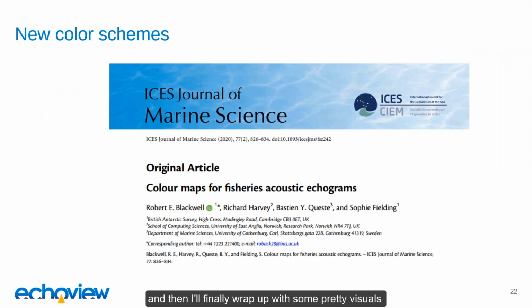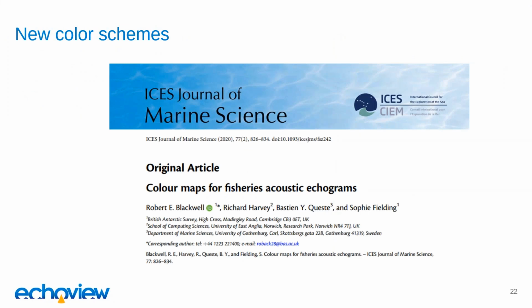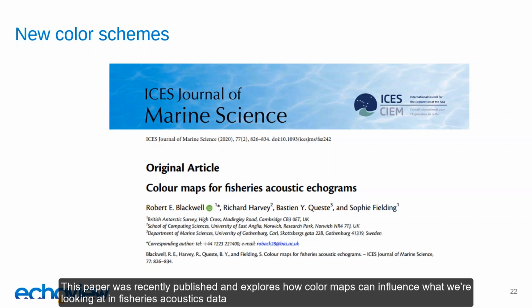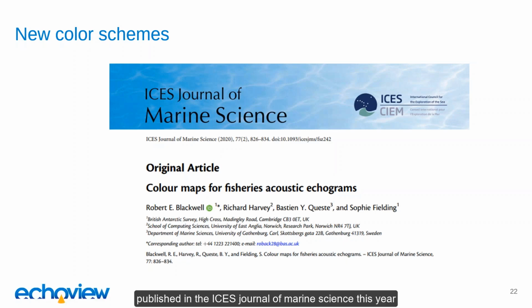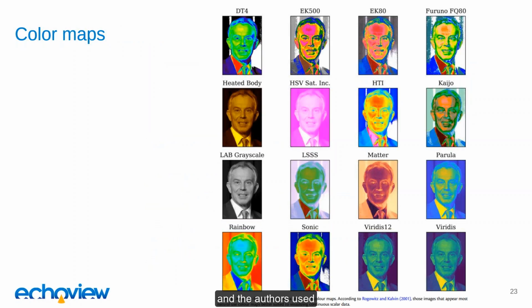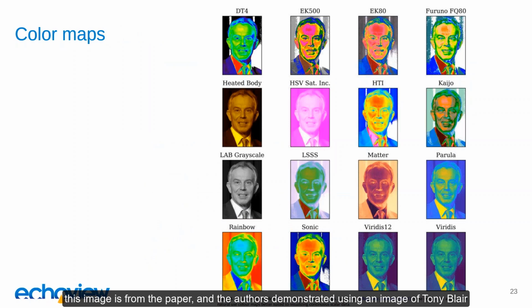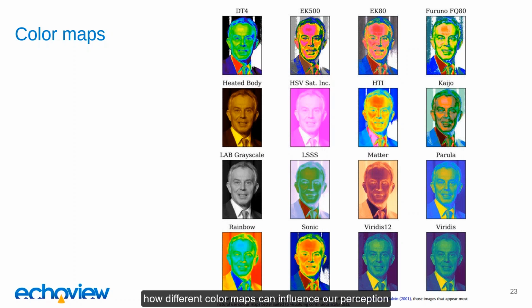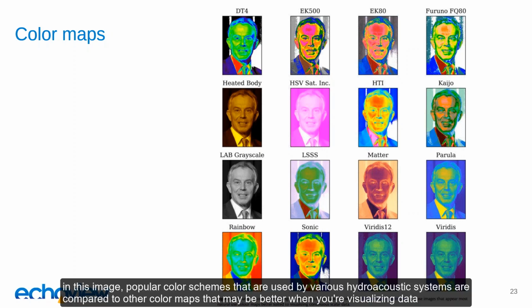And then I'll finally wrap up with some pretty visuals. This paper was recently published and explores how color maps can influence what we're looking at with fisheries acoustics data, published in the ICES Journal of Marine Science this year. This image is from the paper, and the authors demonstrated using an image of Tony Blair how different color maps can influence our perception. In this image, popular color schemes that are used by various hydroacoustic systems are compared to other color maps that may be better when you're visualizing data.